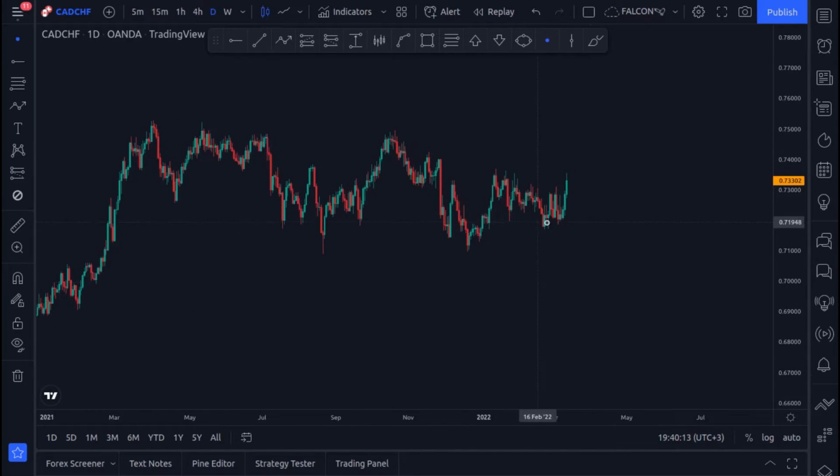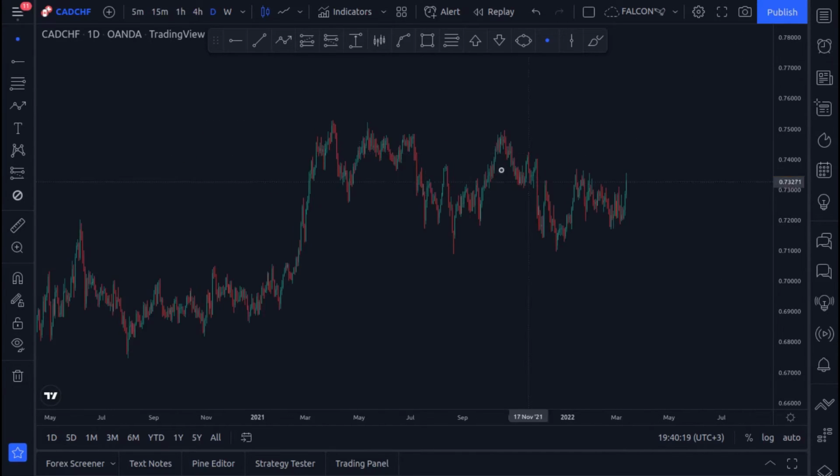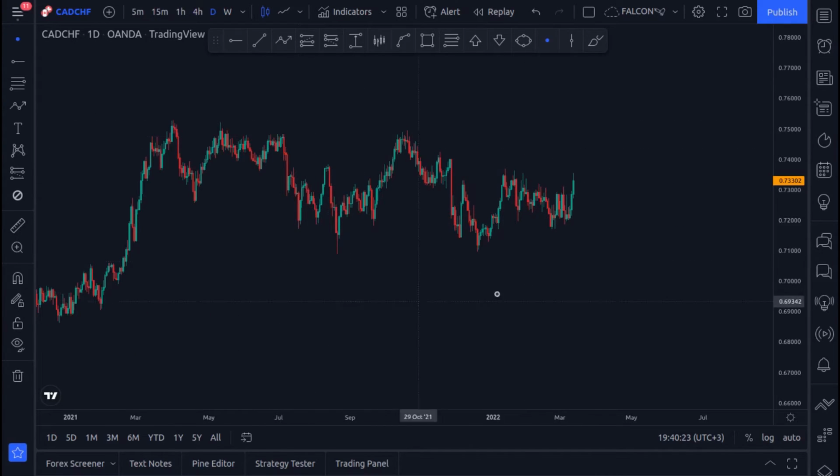Okay, and it moves almost similar to CADCHF. As you can see, the way it moves is quite similar to CADCHF. So the overall structure is corrective, but let's dive in to see if we can get a clear pattern that we can take advantage of.